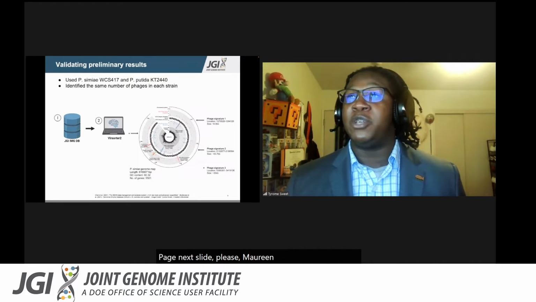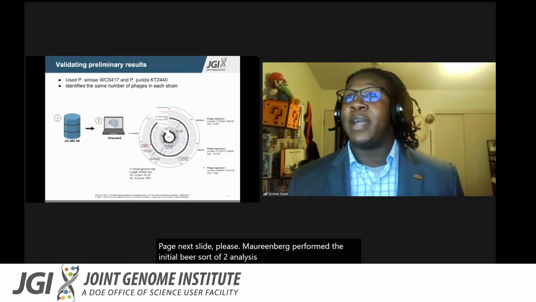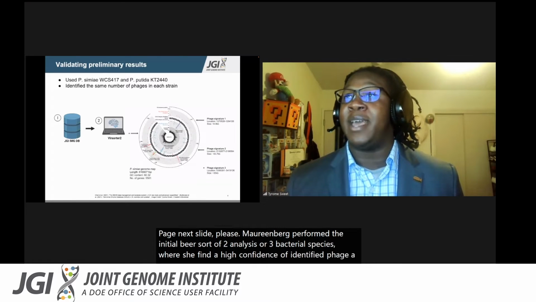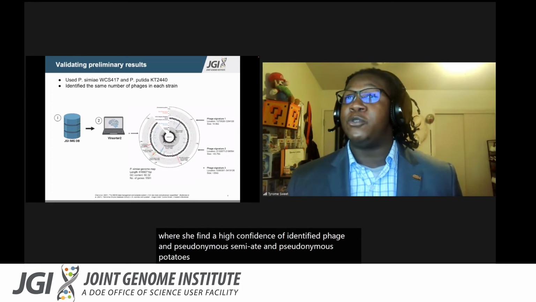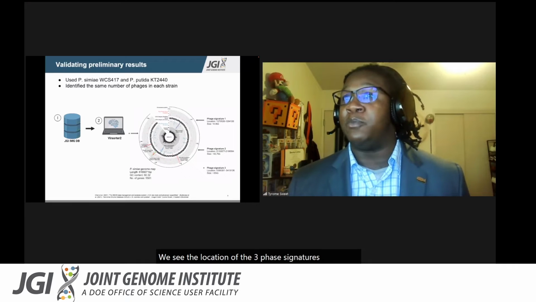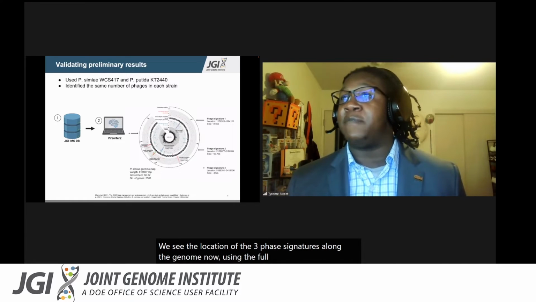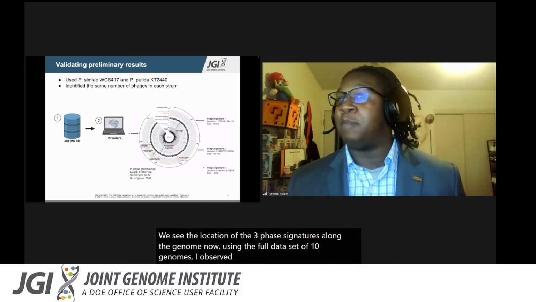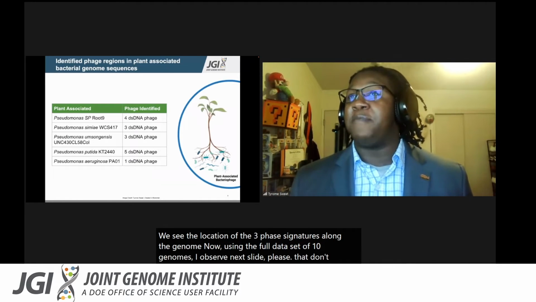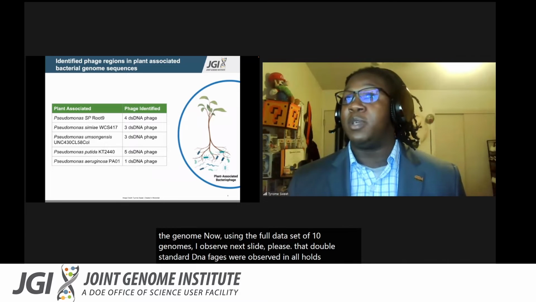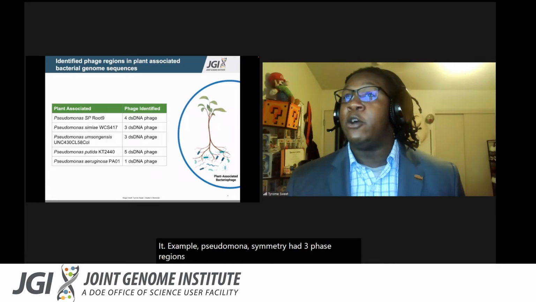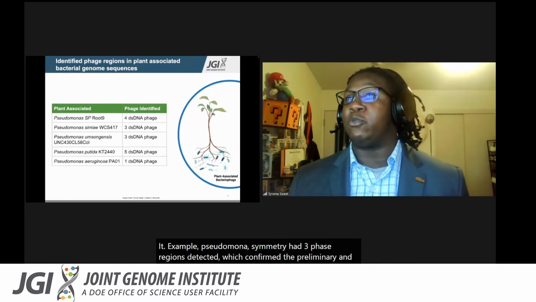Maureen Berg performed the initial VirSorter2 analysis on 3 bacterial species, where she found a high confidence of identified phage in Pseudomonas simiae and Pseudomonas petita. For Pseudomonas simiae, we see the location of the 3 phage signatures along the genome. Now, using the full data set of 10 genomes, I observed that double-stranded DNA phages were observed in all host genomes. And as an example, Pseudomonas simiae had 3 phage regions detected, which confirmed the preliminary and experimental results.